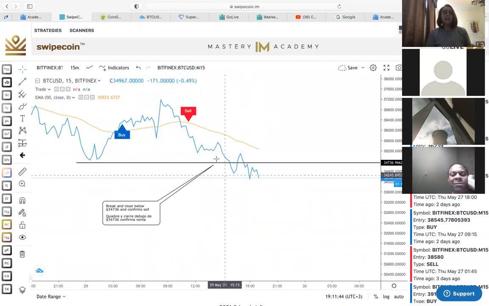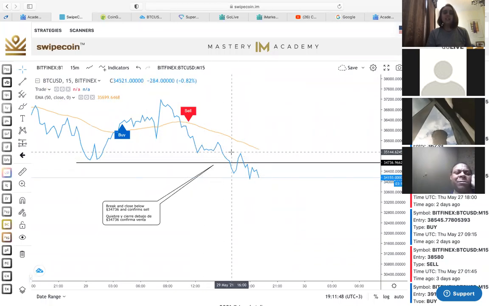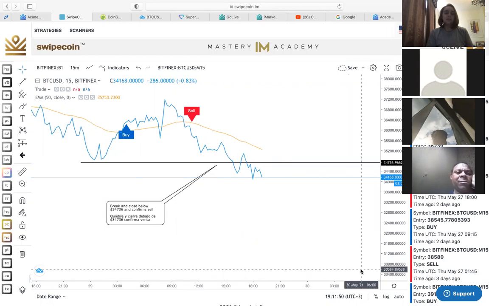If we're looking for a sell, do we need it to break our support or do we need it to break our resistance, guys?